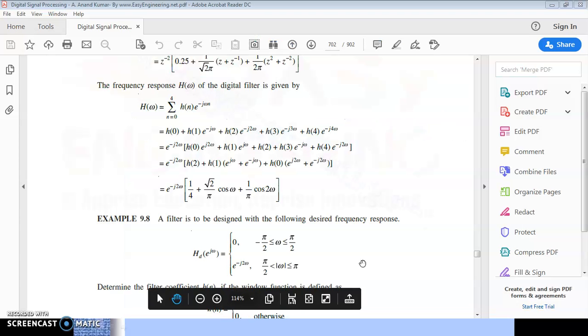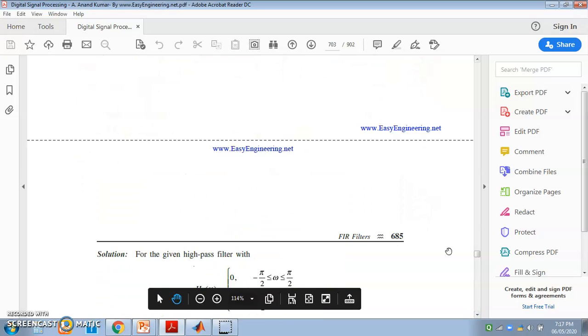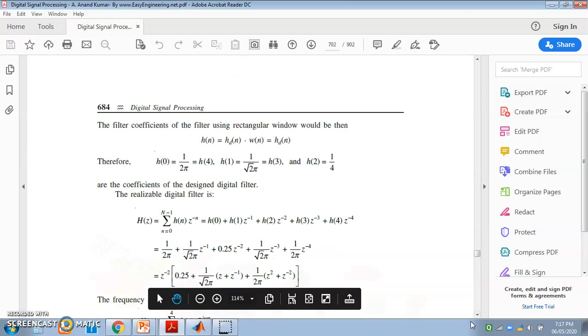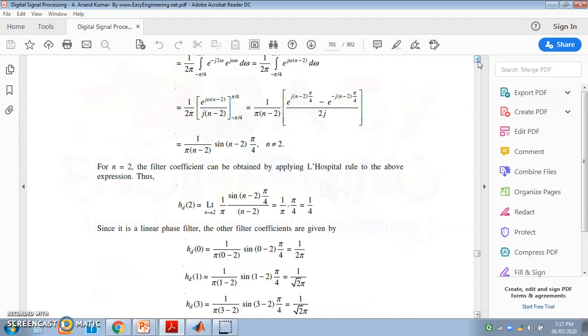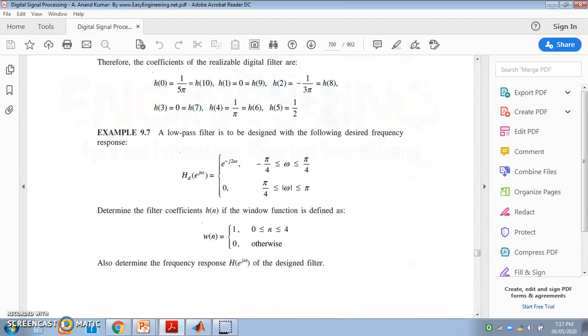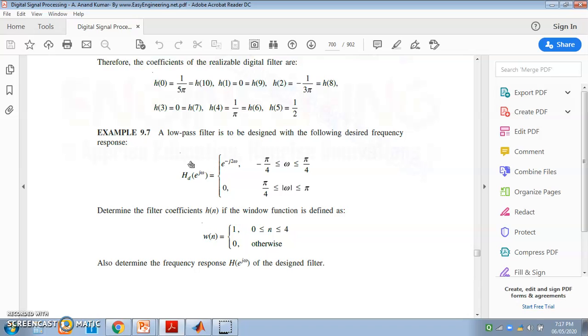So let us first discuss the problem statement that we are interested in. Suppose the problem statement is: design a low-pass filter for the following specifications using a rectangular window. The desired frequency response is H_d(e^{jω}) = e^{-2jω} for -π/4 ≤ ω ≤ π/4.